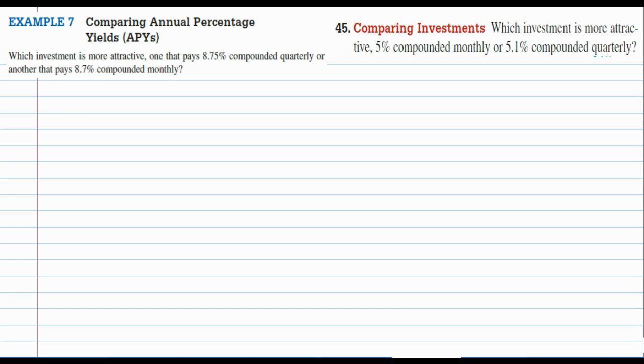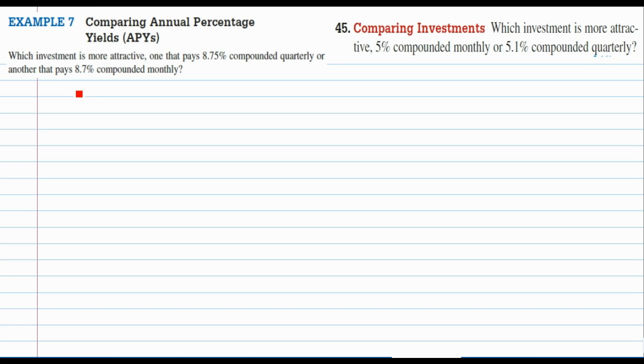Which investment is more attractive? One that pays 8.75% compounded quarterly, or another that pays 8.7% compounded monthly. So I have to compare the APYs of both of these bank accounts because I don't know which one is going to have a better APY. Over the course of the year, I don't know which one is going to earn a higher percent. One, because the 8.75 is compounded quarterly, but then the 8.7, a lower percentage rate, is actually compounded more, so it's hard to tell.